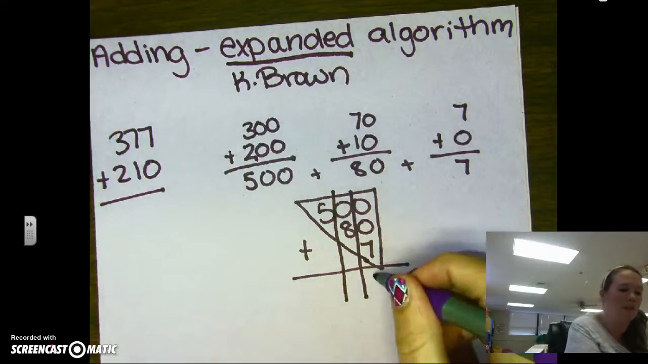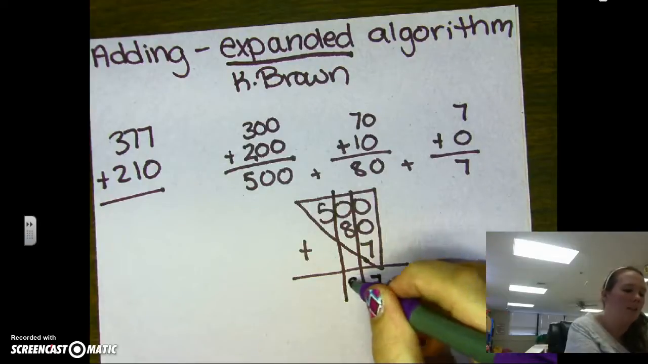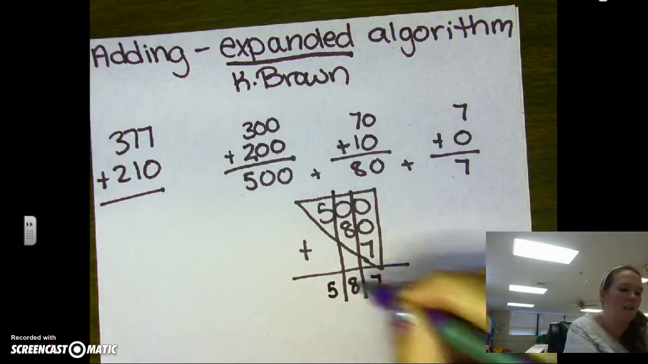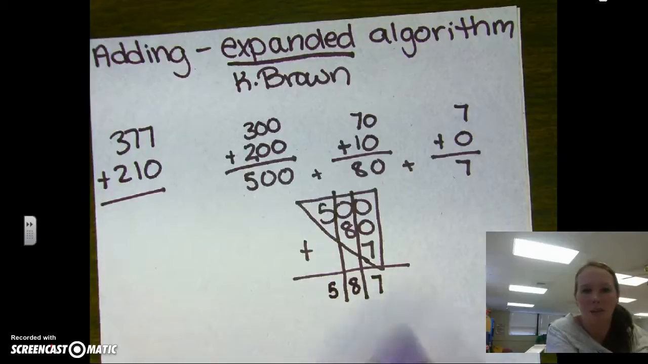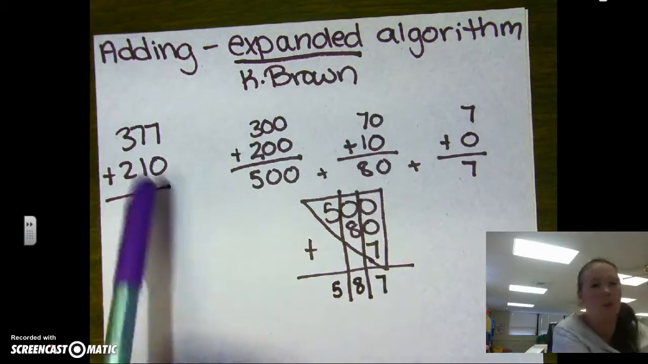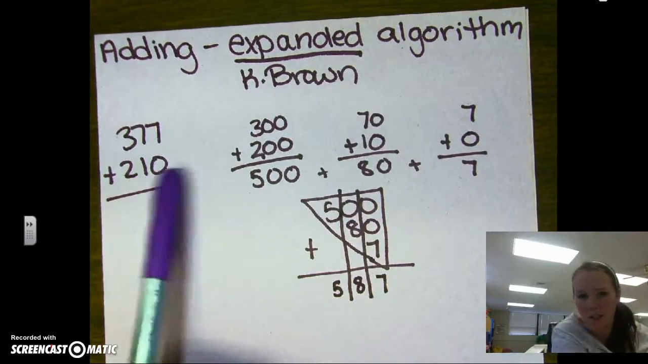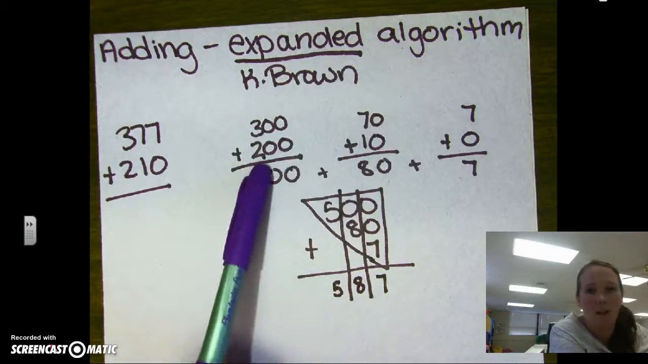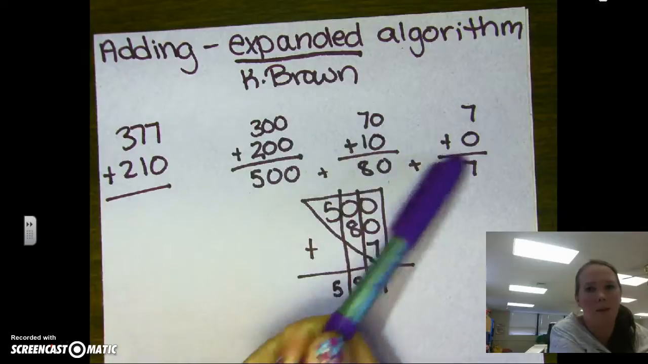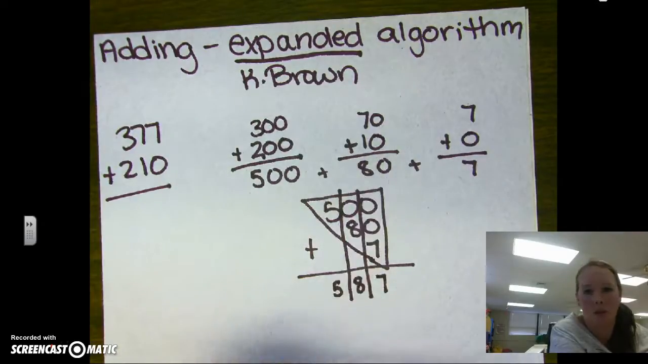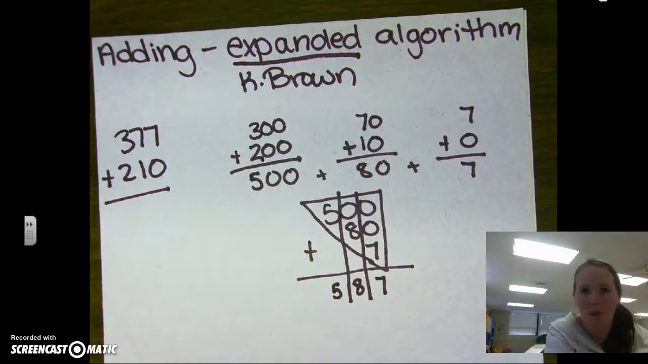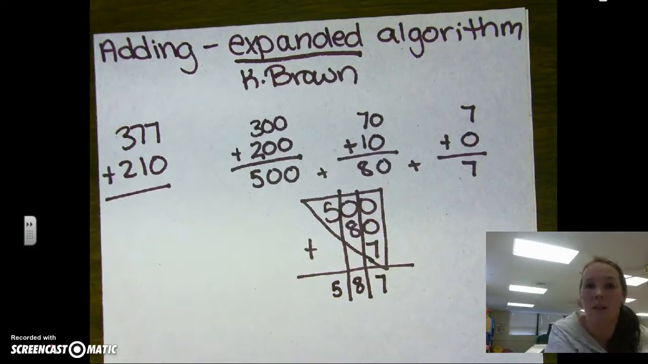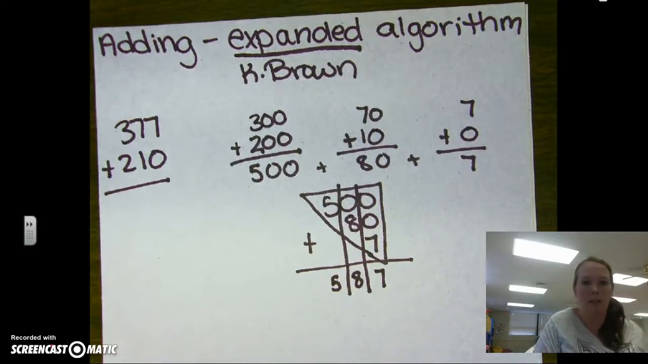0 plus 0 plus 7 is 7, 0 plus 8 is 8, and 5 plus nothing is 5. So using the expanded algorithm, I found out that 377 plus 210 is 587. I just broke it apart into the hundreds place, the tens place, and the ones place, and then added those 3 numbers together. I'm going to show you what this looks like with place value blocks. I'll use the exact same problem.